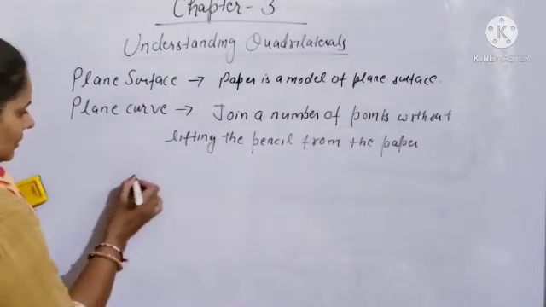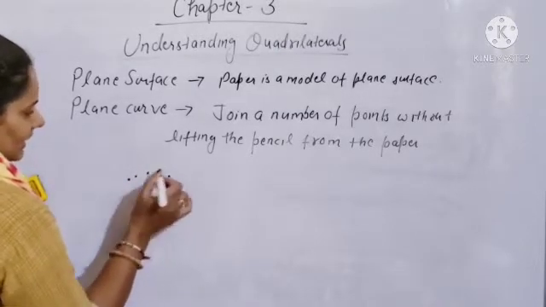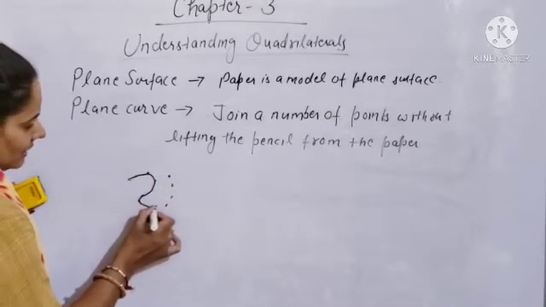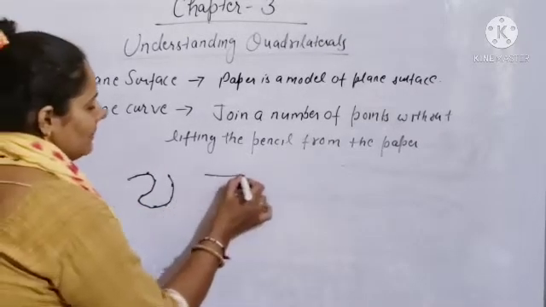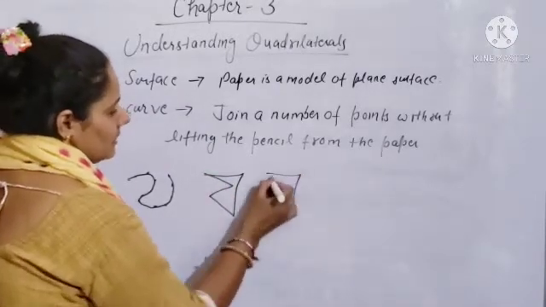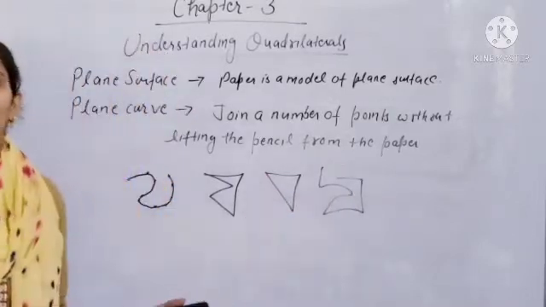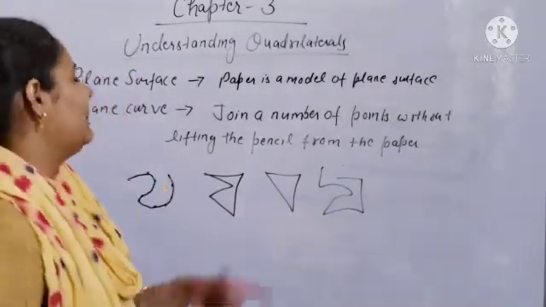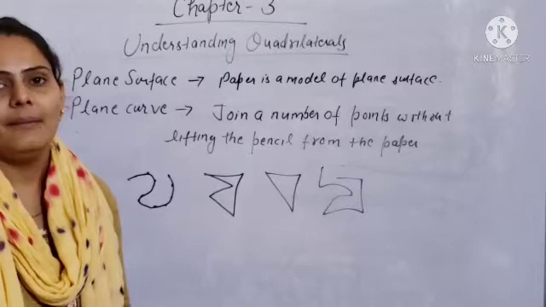For example, you have these points 1, 2, 3, 4, 5, 6, 7, 8, 9, 10, like that. I will take a pencil and start joining the number of points. So this is also called a curve. For example, I am making it like that. This is also a curve, this is also a curve, like that. All these are called curves. It can be a closed curve or an open curve also. So simple: you join a number of points without lifting the pencil from the paper, and that is called a plane curve.